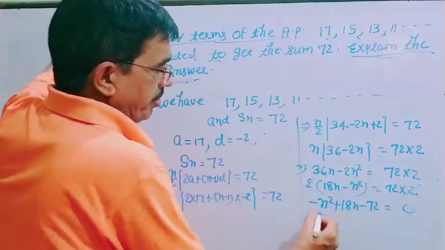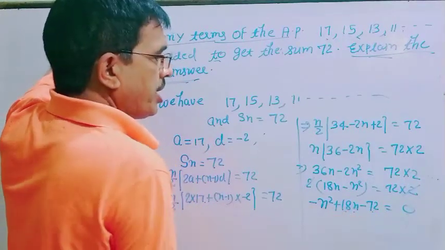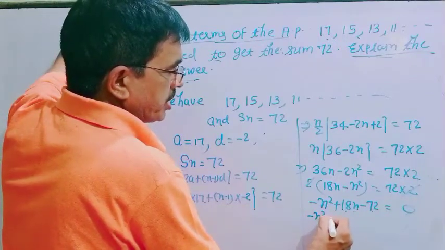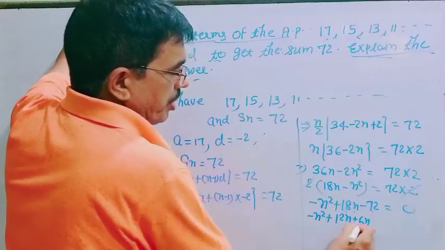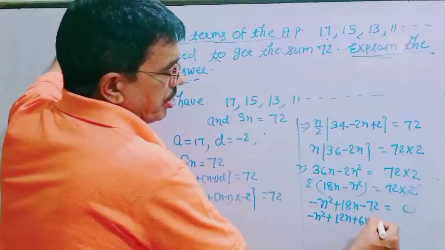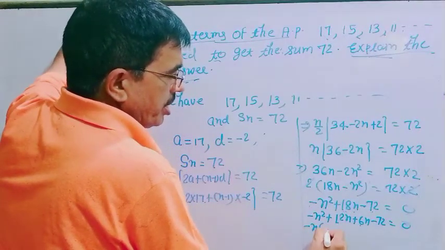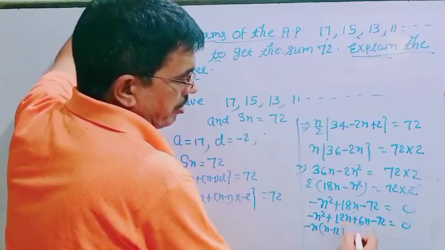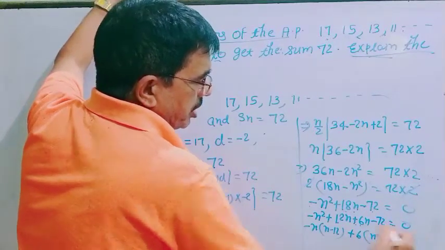And now you have minus n square, minus 72, and here is 18n. So how do you find it? You write minus n square and 12n plus 6n. Then 12 into 6 is 72. Here minus and minus make plus, so it is plus 72, and minus 72 is equal to 0. You take minus n common, then it is n minus 12. And take plus 6 common, then it is also n minus 12, is equal to 0.